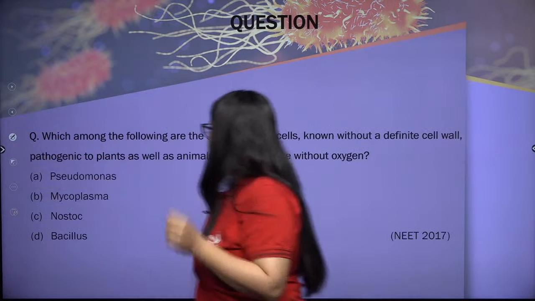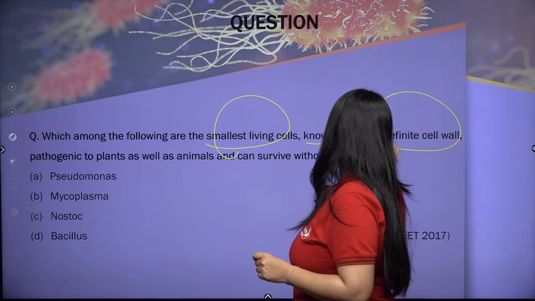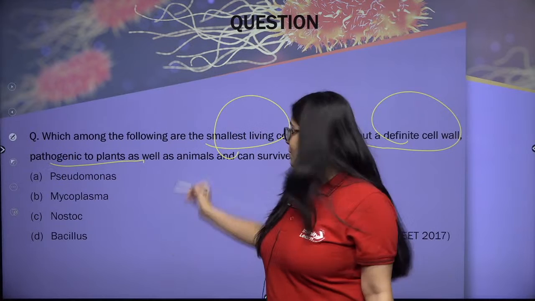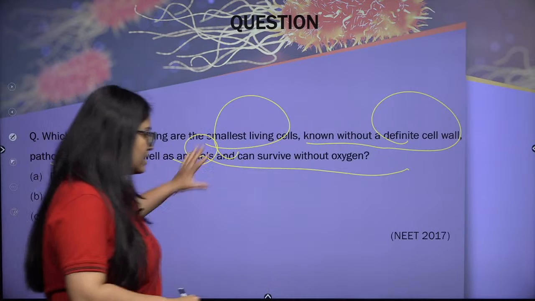Keep it up. Next, which of the following are the smallest living cells known without a definite cell wall? They do not have a cell wall. Let me tell you, NTA has repeated this question several times in the history of NEET. They are pathogenic to not only plants but also animals and can also survive without oxygen. This question was asked by NTA in NEET 2017.